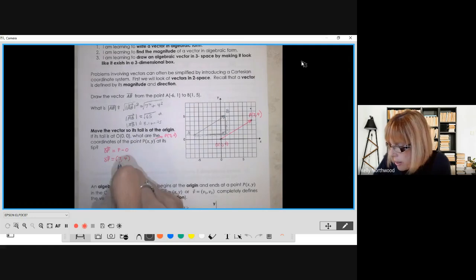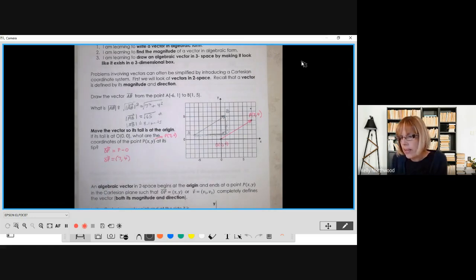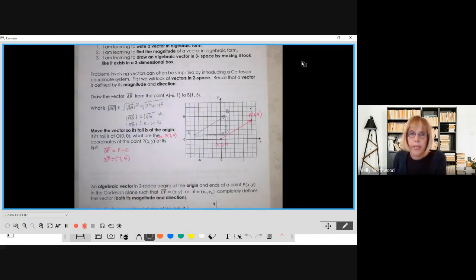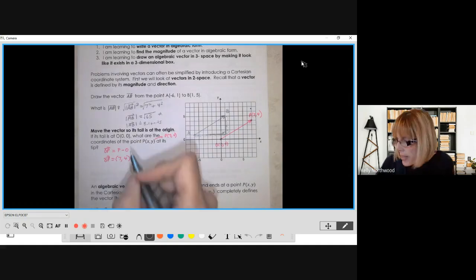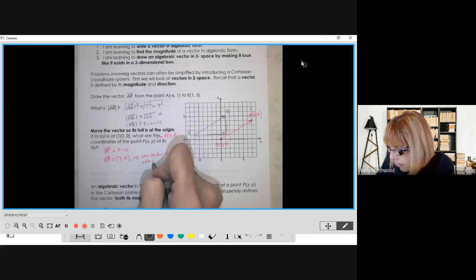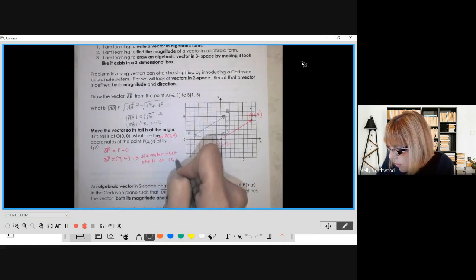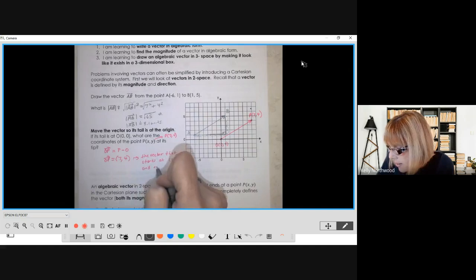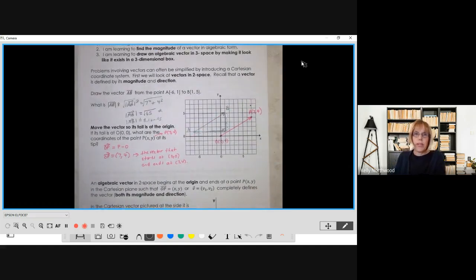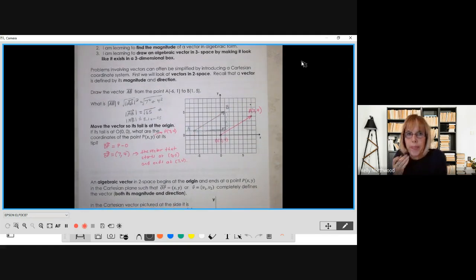When you see this ordered pair, you're thinking vector 7, 4, not the point. The reason we know that is because we've got a point-to-point vector on this side with a vector arrow over top, so this ordered pair represents a vector, not a point. It represents the vector that starts at 0, 0 and ends at 7, 4. It's a point-to-point vector that starts at 0, 0 and ends at 7, 4.